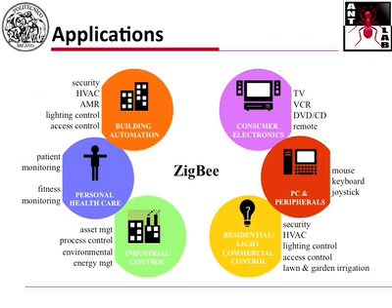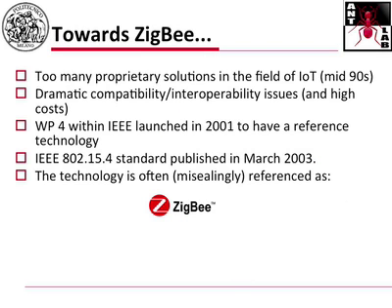Let me skip these two slides because it's something we have already mentioned, and let's focus for a second on this Zigbee thing. One big disclaimer: unfortunately, most of the people who speak about Zigbee actually refer to the 802.15.4 standard. In other words, the 802.15.4 standard is the standard of the two bottom layers, which means the physical layer and the medium access control layer.